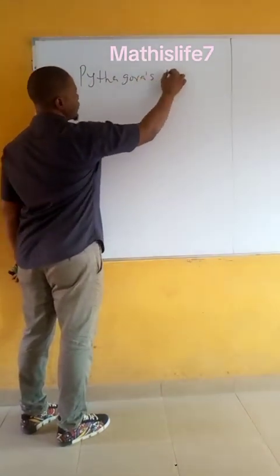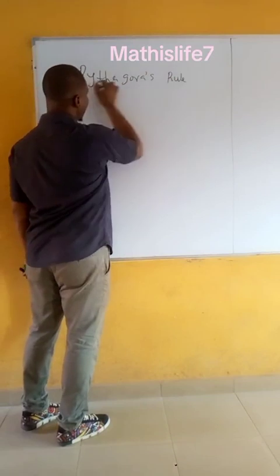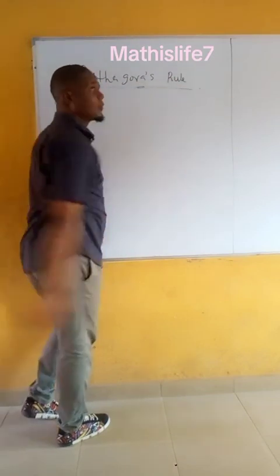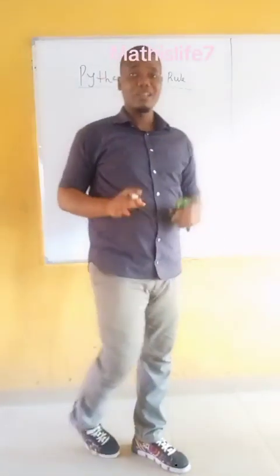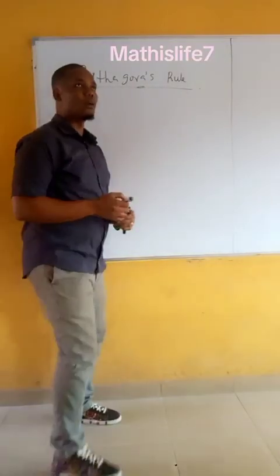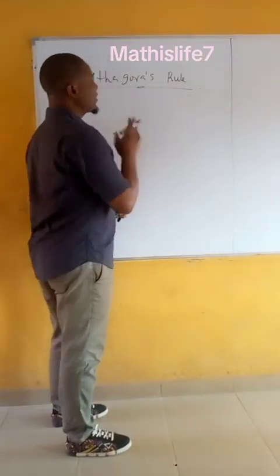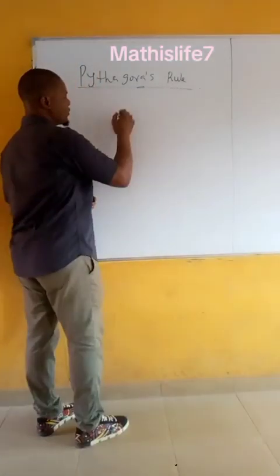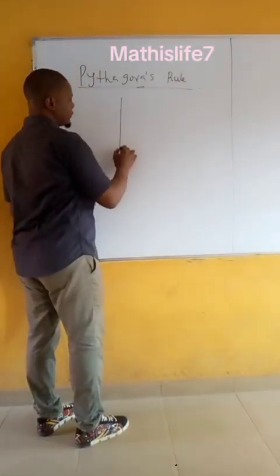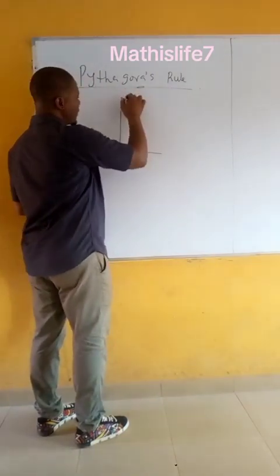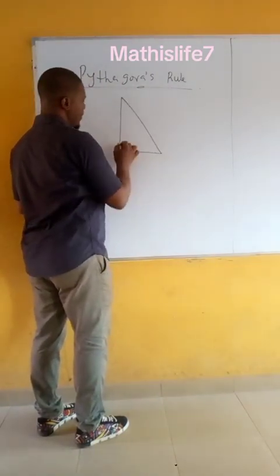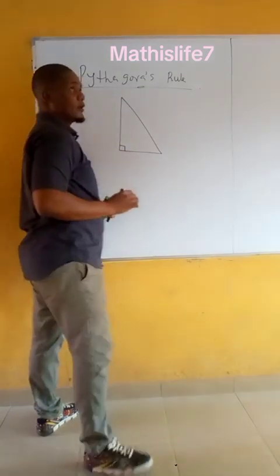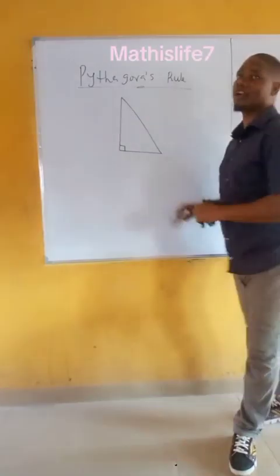So, first, I'll look at Pythagoras rule. It has a rule, it has a law. The Pythagoras rule, before I take the law, it deals with a right angle triangle. For instance, look at this. This is a right angle triangle.